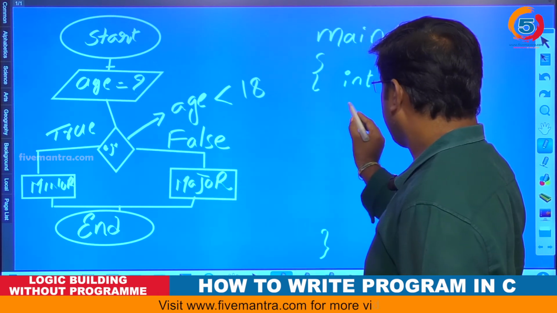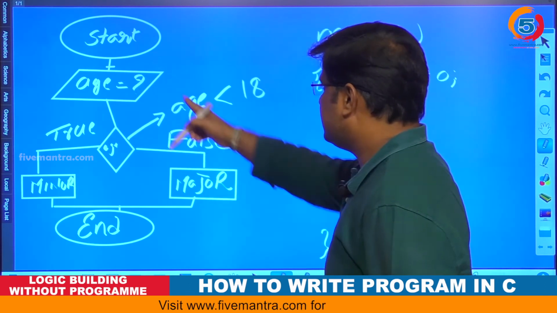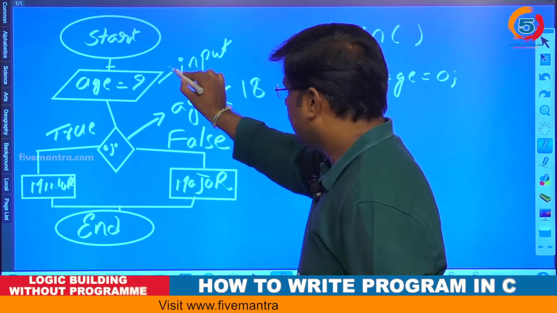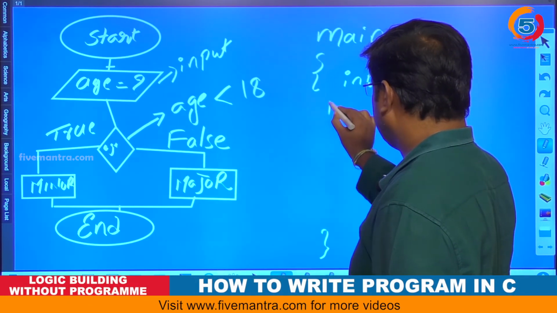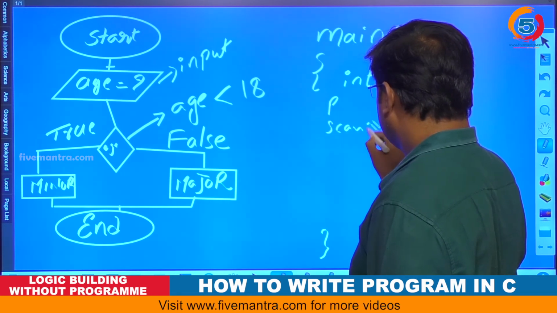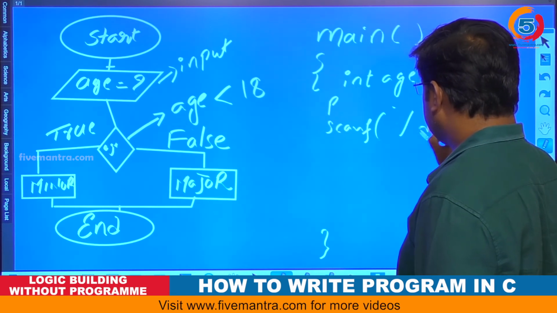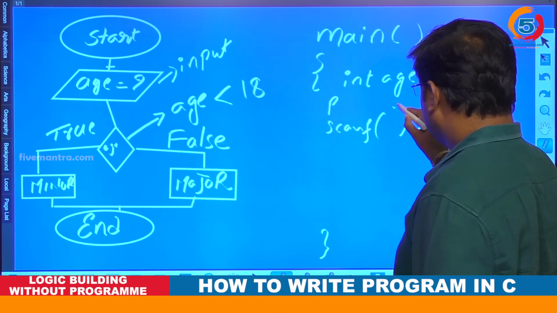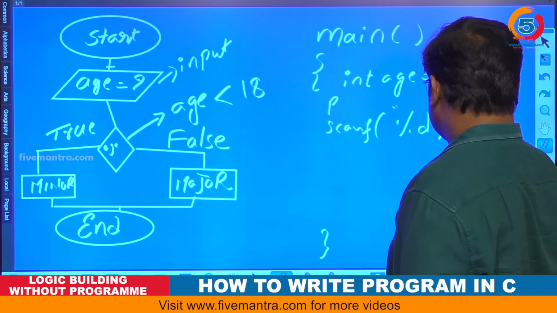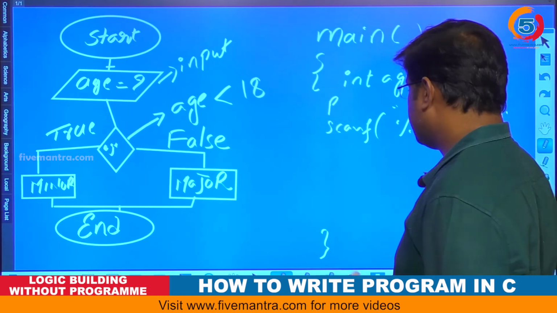Next, I have to get data from the user, right? This is the input, the input symbol. So here I have to give scanf, percent d, this is the integer, percent d, address of age, and semicolon is compulsory, right?